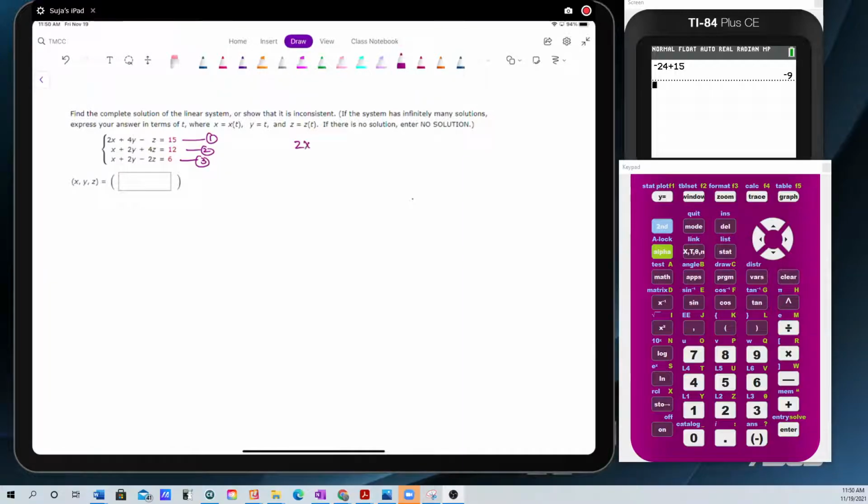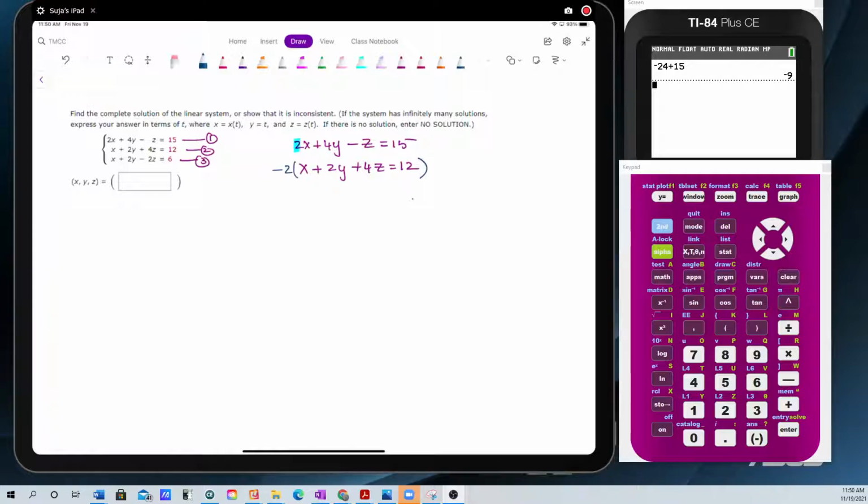So 2x plus 4y minus z is equal to 15. And x plus 2y plus 4z is equal to 12. Those are the only two equations I'm focusing on now. Since I'm seeing the coefficient of x here as 2, I know if I have to eliminate the 2x from this term, I need to multiply this entire thing by a negative 2.